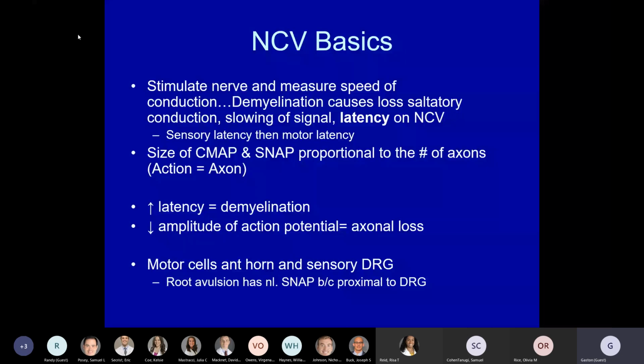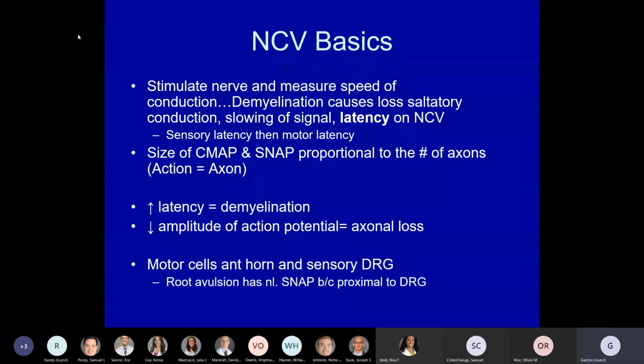When you get to action potential, remember, action equals axon. Just remember that. So if you have changes in the size of your compound motor action potential or your sensory nerve action potential, that means we now have axonal loss, which is obviously worse than simple demyelination. So action equals axon, increased latency is demyelination, and then amplitude of those action potentials is axonal loss.